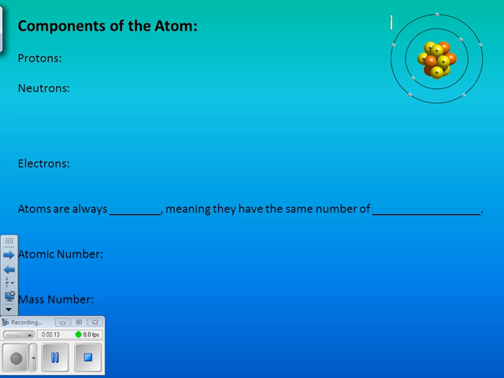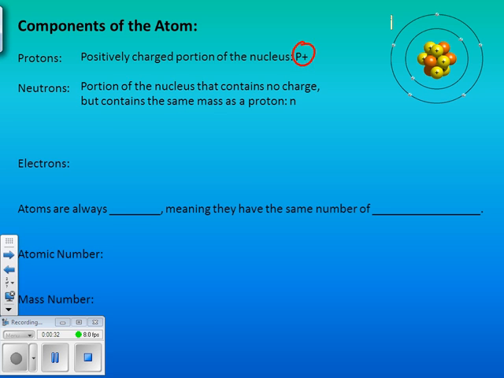Alright, so here are some components of the atom, and most of you have heard of these through your years of science. You've at least heard the words, so make sure that you understand what these are. Protons: the positively charged portion of the nucleus. Often you'll see it written as a P with a plus around it, just like right here.